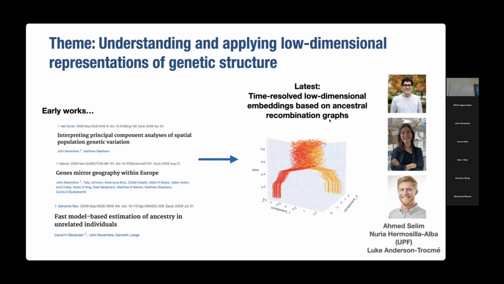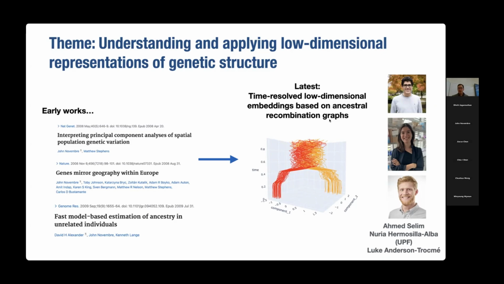So Ahmed Nuria, who's a visiting student from Barcelona, from UPF, and Luke, a current postdoc, have been doing work on a PCA type approach, a low-dimensional representation that's stratified by time. And so you can see not just that there were two populations here, but that at some point in the past, they actually were more close to each other than they are right now. They were exchanging migrants, and at some deeper time in the past, they were actually perfectly well mixed. So that's an ongoing project in that arena.